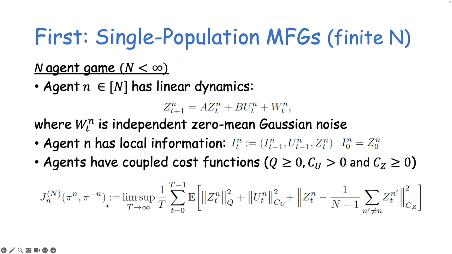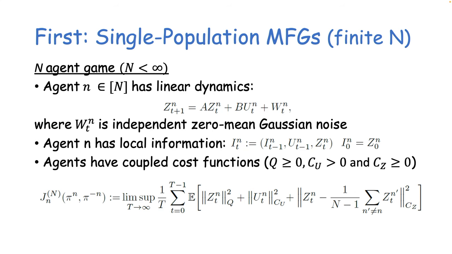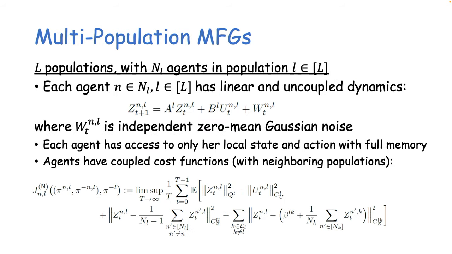So what we have here is that I'm not going to cover the single population case. I'm going to skip all this and go to the multi-population game. This is linear quadratic. Each agent has linear uncoupled dynamics in this case. The coupling is only, as in all consensus problems, that you develop your opinions according to some evolving state, but then you have coupling with the opinions of others through a cost function.